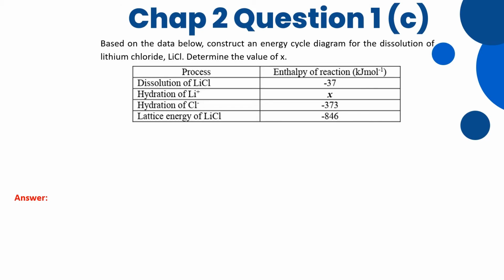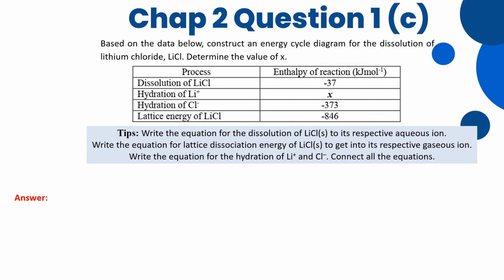So let's have some tips on how to construct an energy cycle diagram. So the first thing, we need to write the equation for the dissolution of lithium chloride, and then we try to write the equation for the lattice dissociation for lithium chloride, and then lastly we are going to write the equation for the hydration of lithium and chlorine ion. Then we are going to connect all the equations.